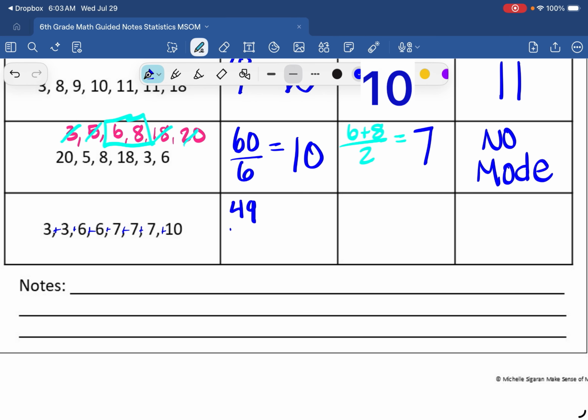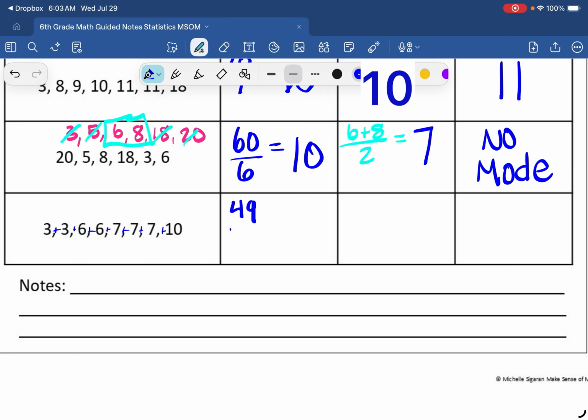Now I need to find my median. First, the numbers need to be in numerical order, which they are. So let's find the middle number. Looks like my two numbers right there are 6 and 7. So I need to find the arithmetic mean of 6 and 7. So 6 plus 7 divided by 2, and that's going to be 6.5. And that makes sense because that is the number right in the middle of 6 and 7. So my median is 6.5.